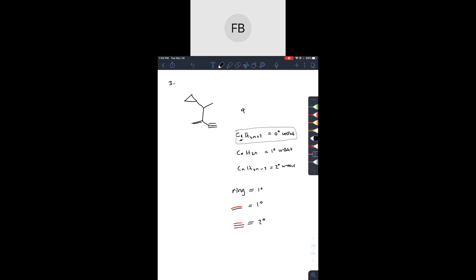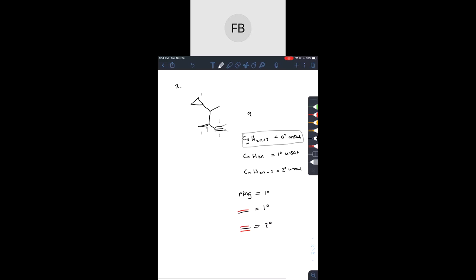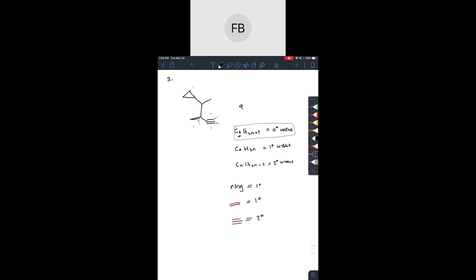I have 1 ring, 1 double bond, and 1 triple bond. That means I have 1, 2, 3, 4 degrees of unsaturation, right? Because we have 3 pi bonds in all. We have 2 of them here, and then we have 1 here. And then we also have a ring up at the top left. So this is going to turn out to be 4 degrees of unsaturation. So going from that, we know that our number of carbons is 9, right?